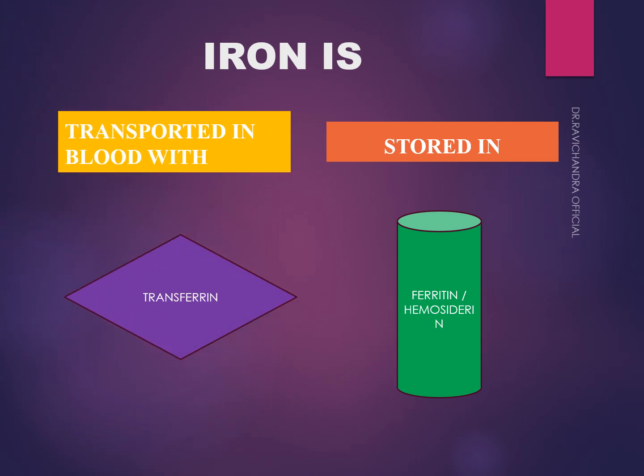Remember these 2 points. This can be asked in MCQs. That's why I'm repeating again and again. Remember, the transporter is transferrin. So the iron is transported in blood with transferrin, and iron is stored in the form of ferritin or hemosiderin. So ferritin is the storage form.